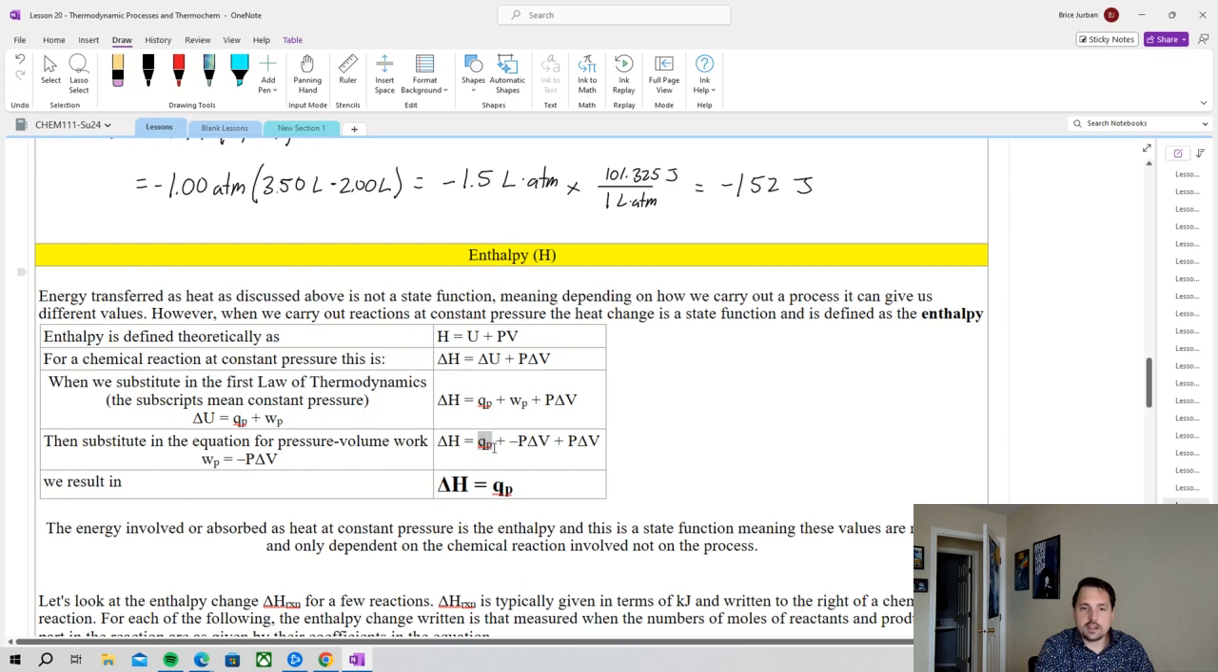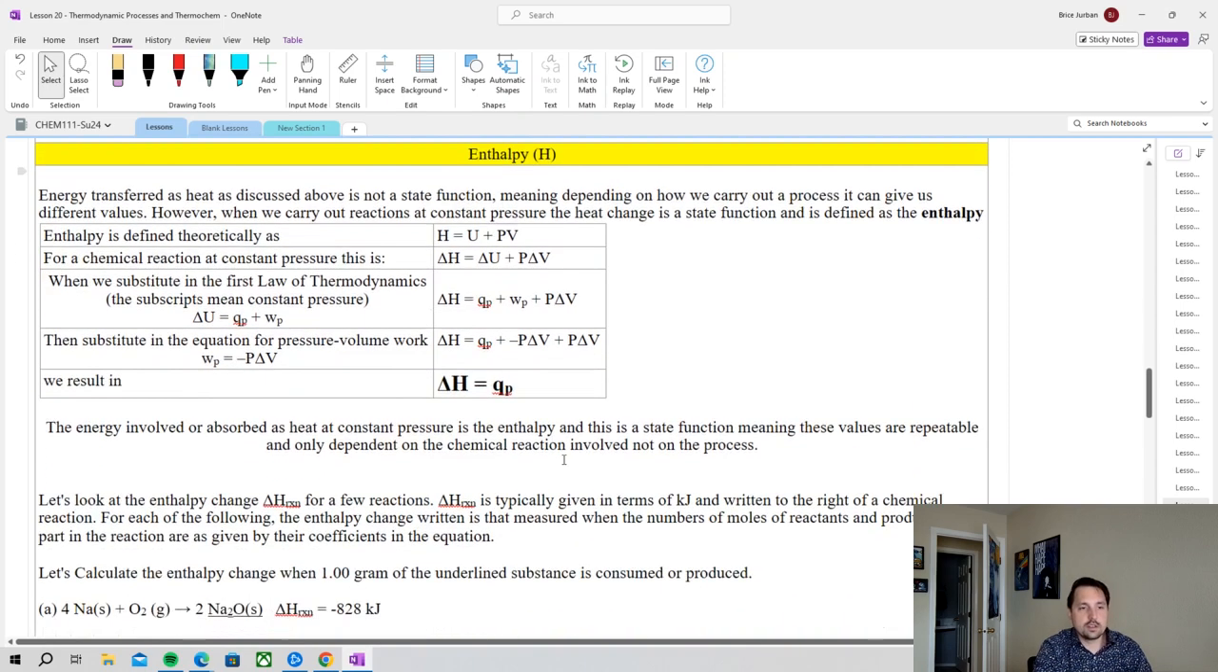So then the change in the enthalpy becomes the heat at constant pressure plus negative P times delta V plus P times delta V. And then we can see here that these two terms combine to give us 0, so that the change in enthalpy is just equal to the heat at constant pressure. Now this derivation here is a little tricky, but the idea here is that the heat at constant pressure is a state function, and it doesn't depend on the path that's taken. So that's how we're going to pretty much use enthalpy for the remainder of these two lessons.